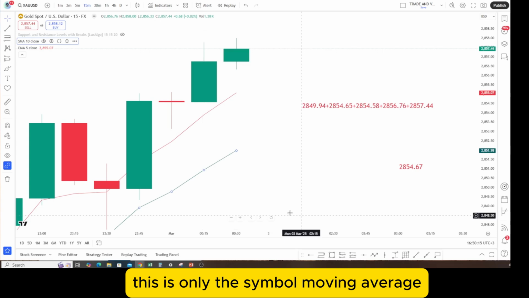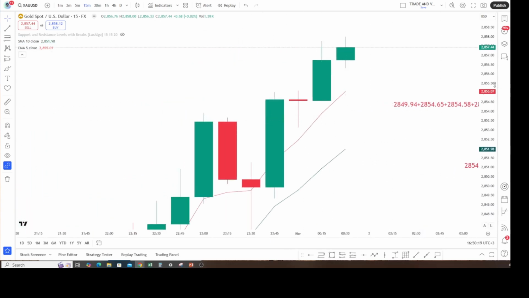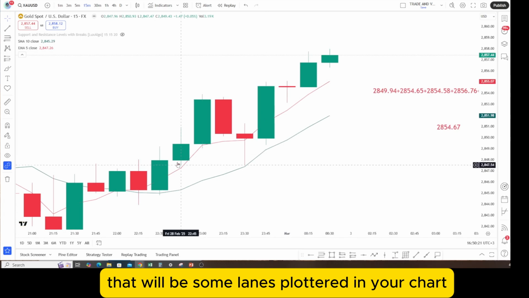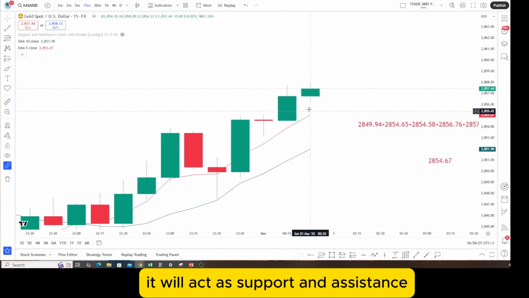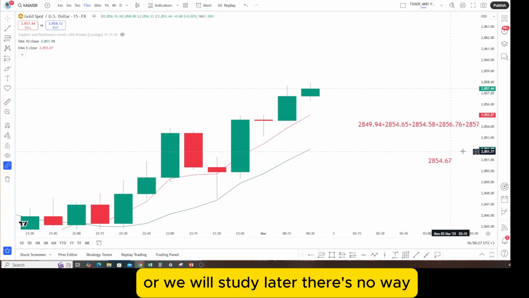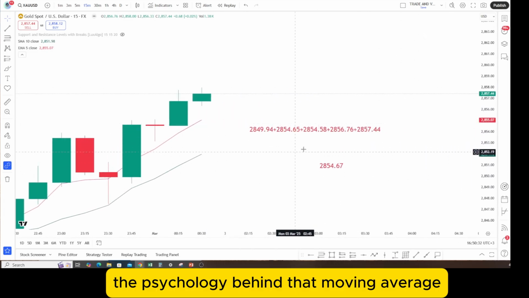This is only the simple moving average, and this is the exponential moving average. It is nothing but some lines plotted on your chart. It will act as support and resistance, which we will study later. I have just introduced the psychology behind the moving average.